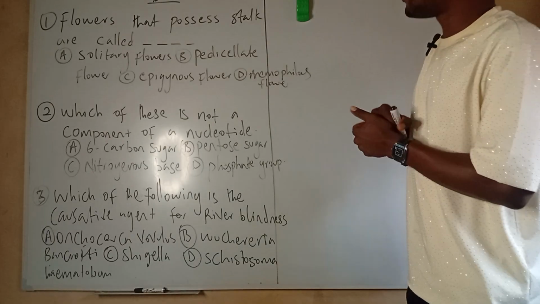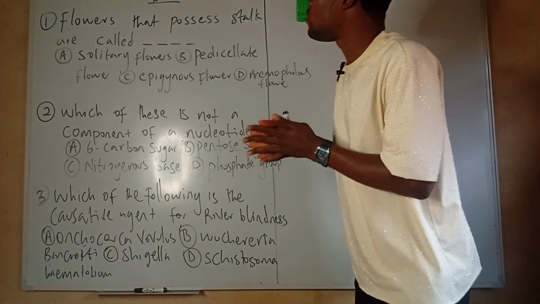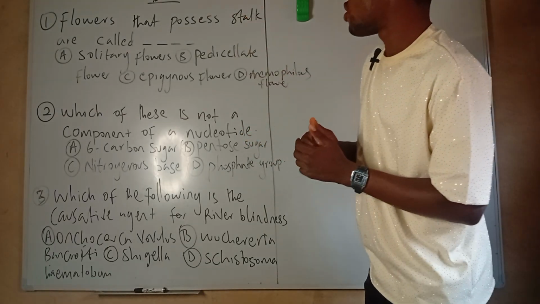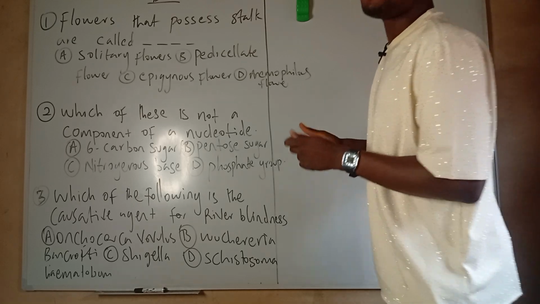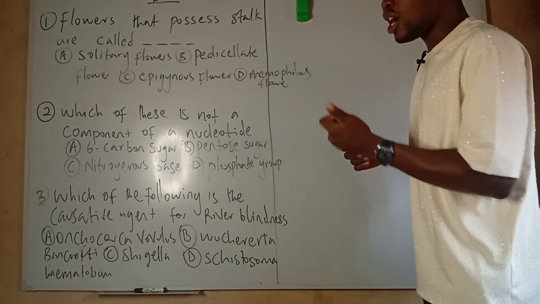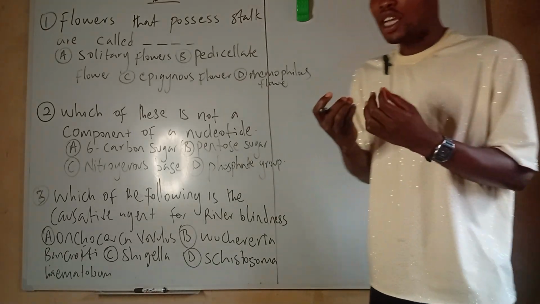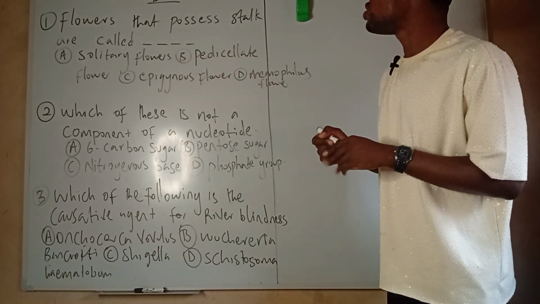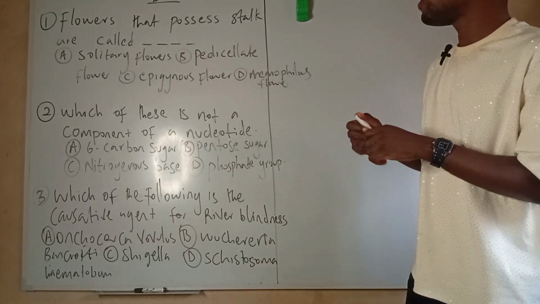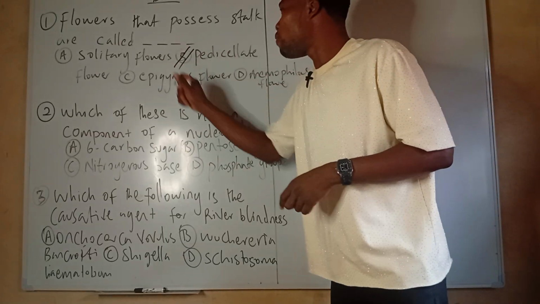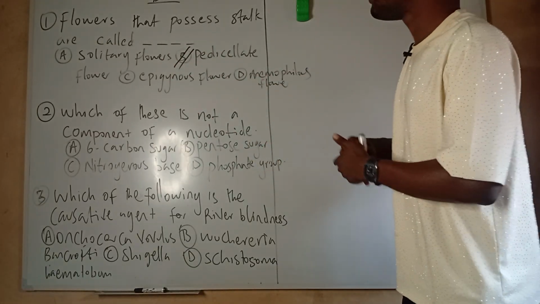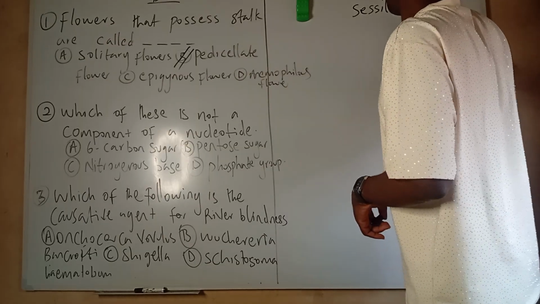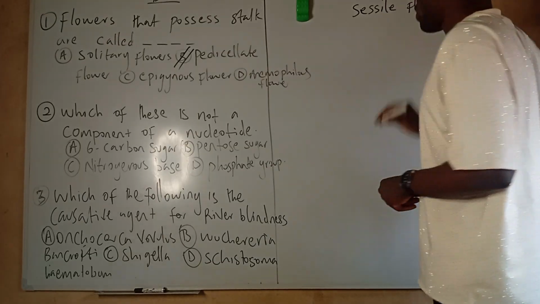Okay, so the first one says: flowers that possess flower stalk are called. A stalk is the part of the plant that holds the flower to the plant. A flower that possesses a flower stalk is said to be a pedicellate flower. While flowers without a flower stalk are said to be sessile flowers. So sessile flowers do not contain a flower stalk.